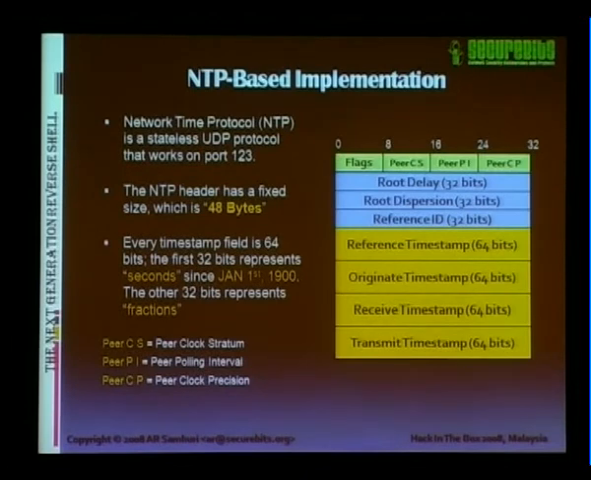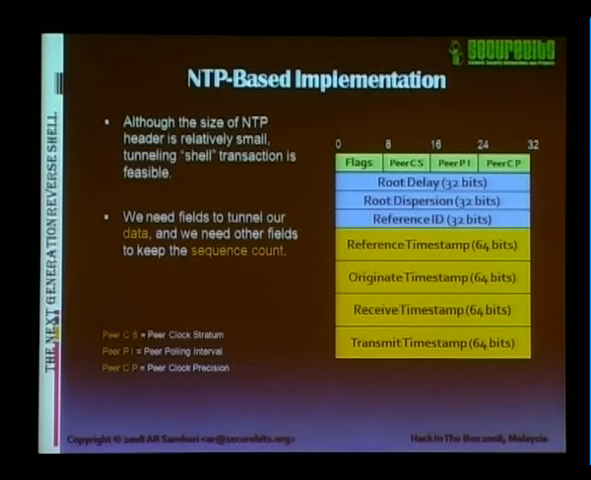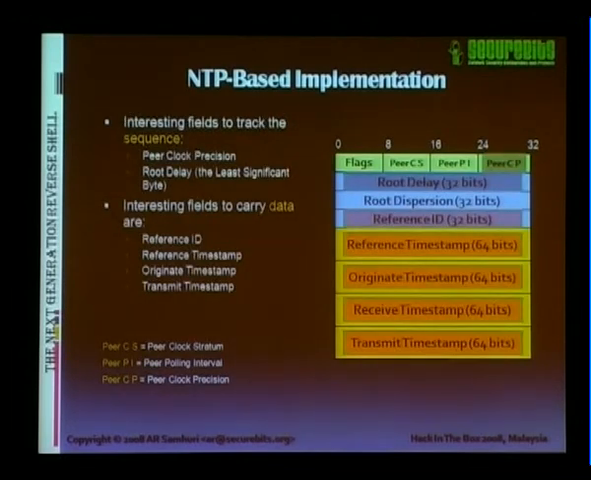The last implementation is the NTP-based implementation. Now, NTP can be used to tunnel data and can be used in our reverse shell technique, the next generation reverse shell technique. The NTP header has a fixed size, which is 48 bytes. We can use the timestamps field in the NTP header to tunnel our data.